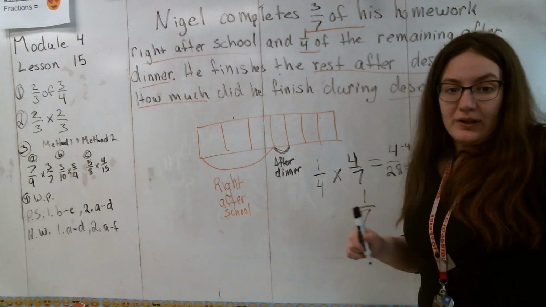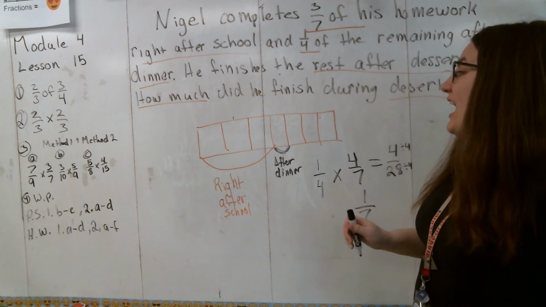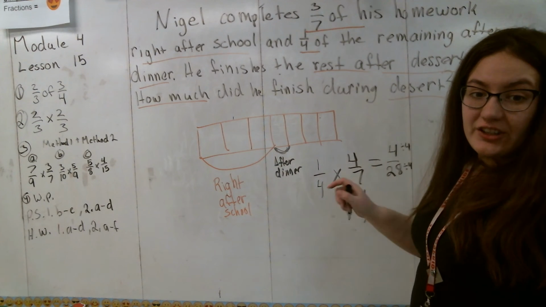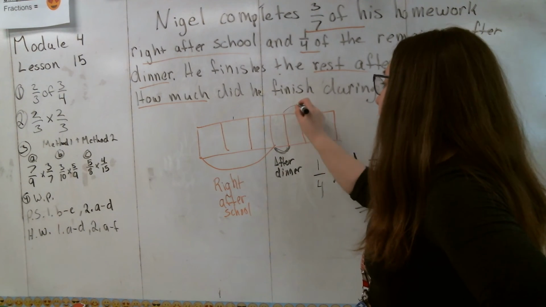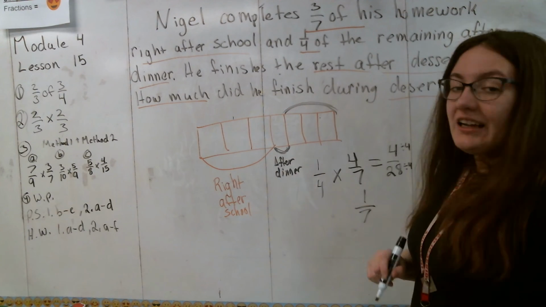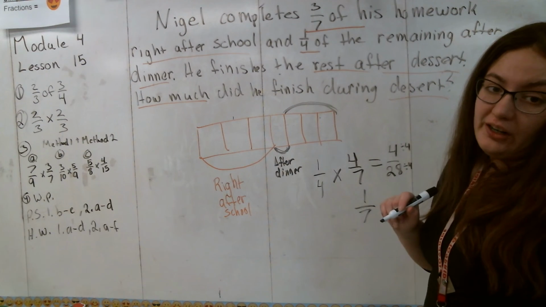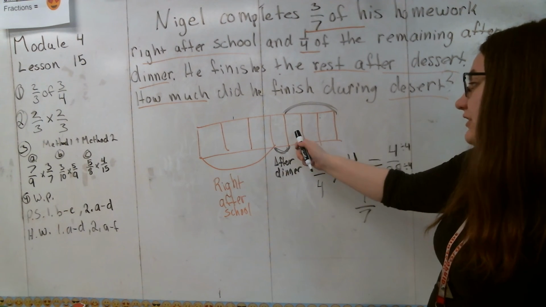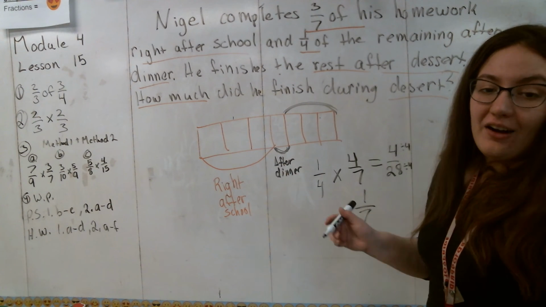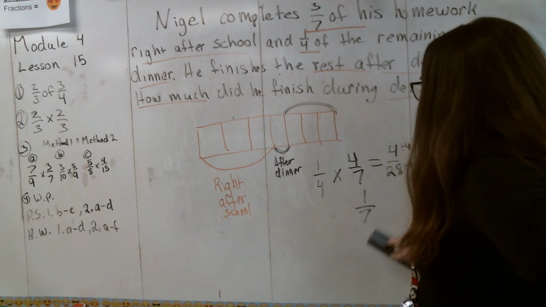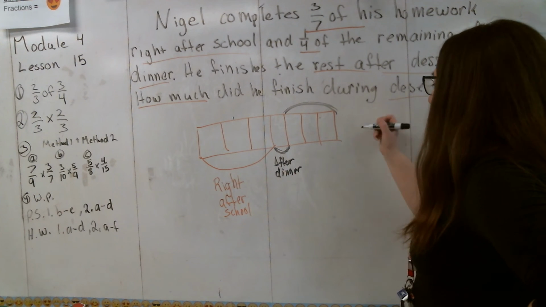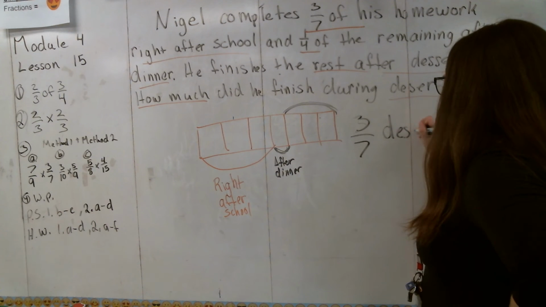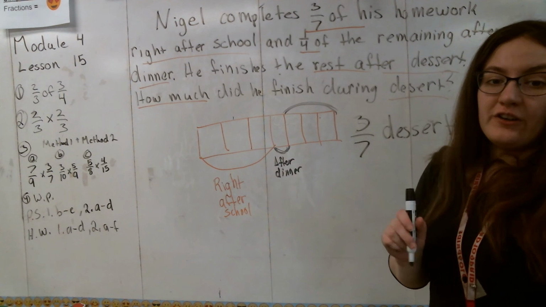And now that I know what that 1/4 of the 4/7 was, I can see that it says he finishes the rest after dessert. So that tells me that this whole section over here is what was left of his homework. And then I just need to use my model to show me how much he finished. Well, he finished 1, 2, 3 out of the 7 sections left. So he finished 3/7 during dessert.